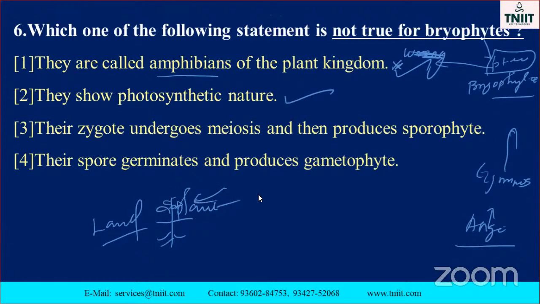So this is the first one. Their zygote undergoes meiosis and then produces sporophyte. This is the wrong answer. This is the wrong answer. Their spore germinates and produces gametophyte is the correct answer. They will not produce sporophyte, they produce only gametophyte. So which one is the answer? The wrong one, not true for the Bryophyta. So the third one is the wrong answer. Others are right answers.